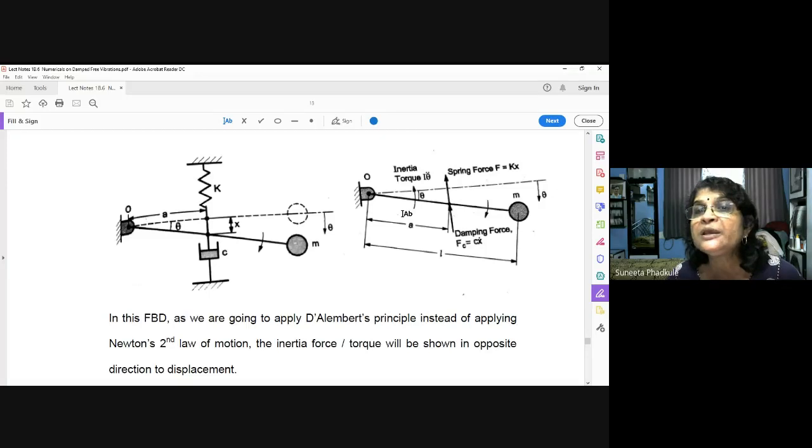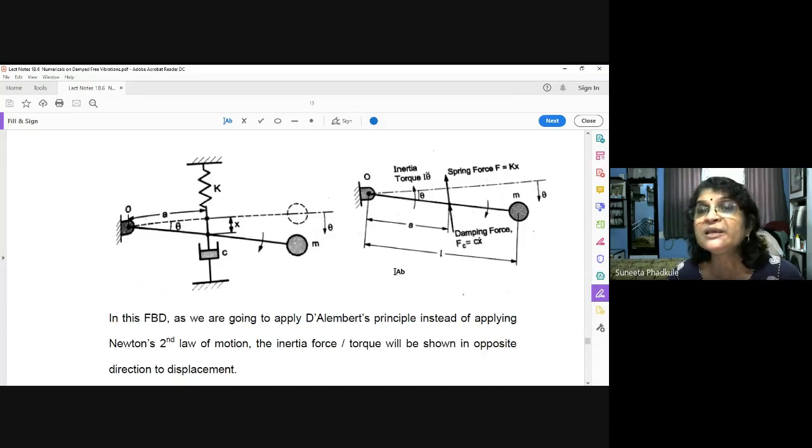Okay, so always remember, whenever you want to solve the problem by applying D'Alembert's principle, your inertia force or inertia torque must be shown in the opposite direction of the motion. Here the mass is moving downward, that is, in the clockwise direction. So the inertia torque should be shown in the anti-clockwise direction. The magnitude remains the same. Whether it is Newton's second law or D'Alembert's principle, I theta double dot will always be there. The question is only the direction.